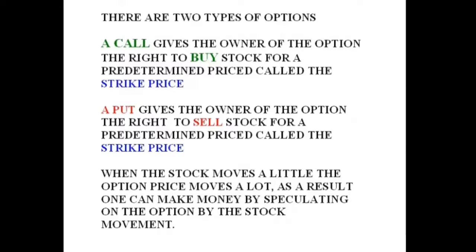When the stock moves a little, the option price moves a lot. As a result, one can make money by speculating on the option by the stock movement. That is, you can make money with the call options when the stock moves up, or you could make money with the put options if the stock goes down, and at the same time minimizing and limiting your risk.